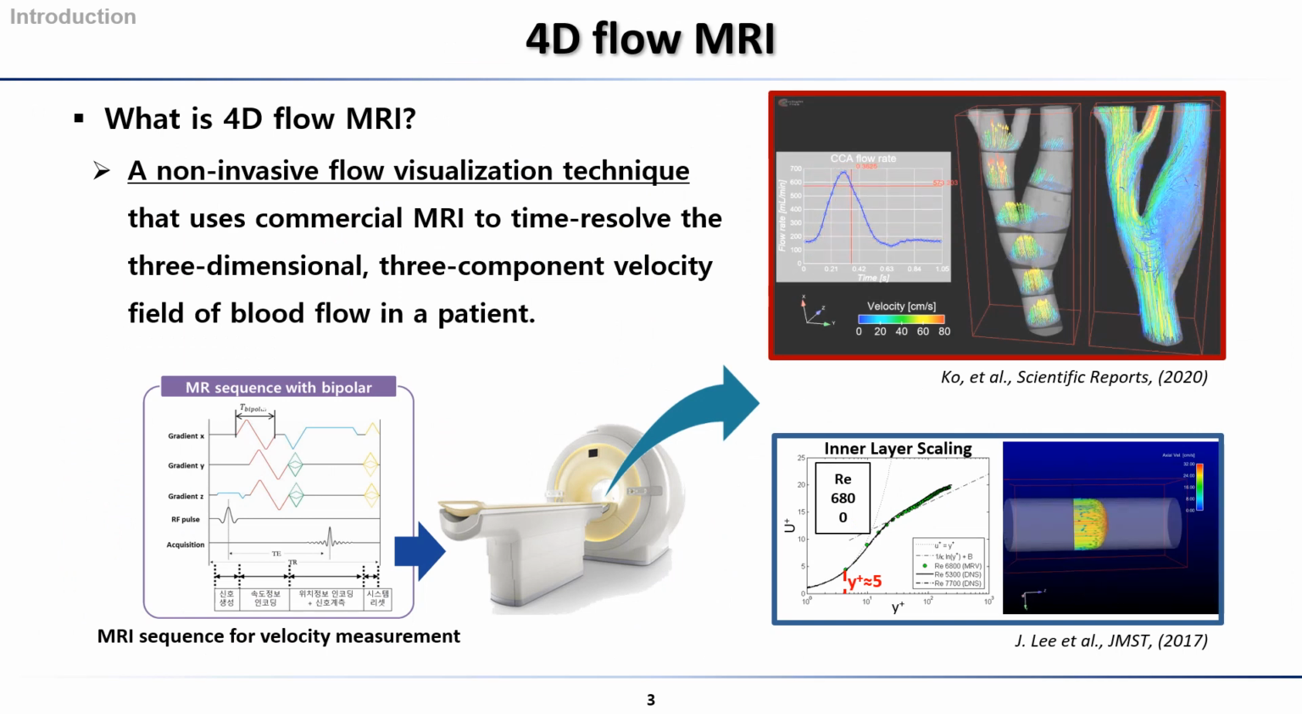The 4D flow MRI is a visualization technique that is widely used in hemodynamic study. It has the advantage of being able to non-invasively measure a target, such as internal blood flow, using commercial MRI. So we use this technique for our research objective.